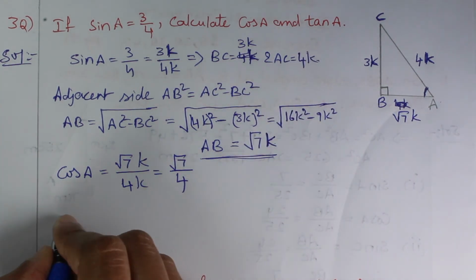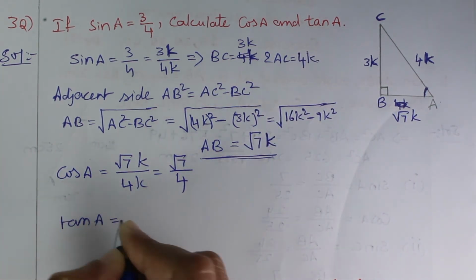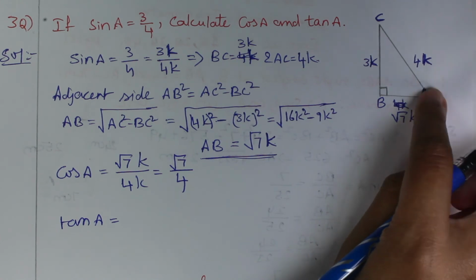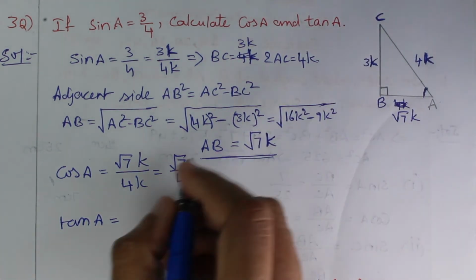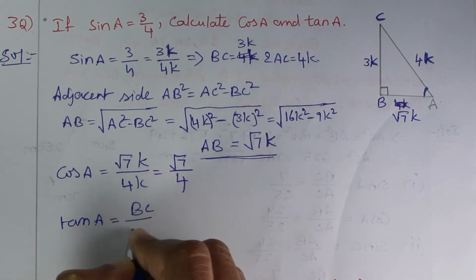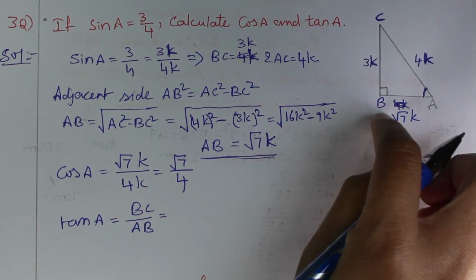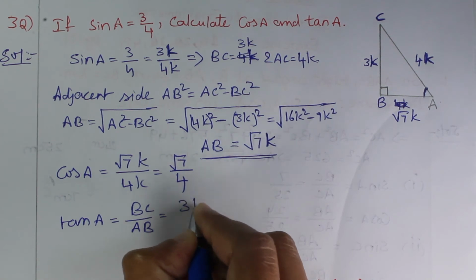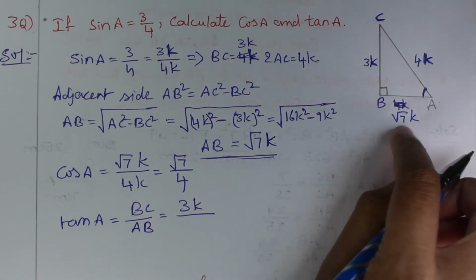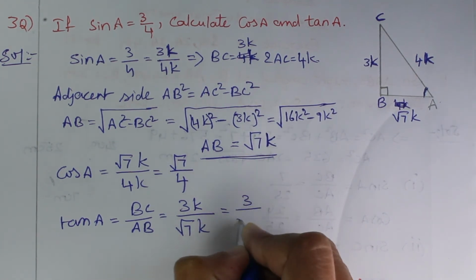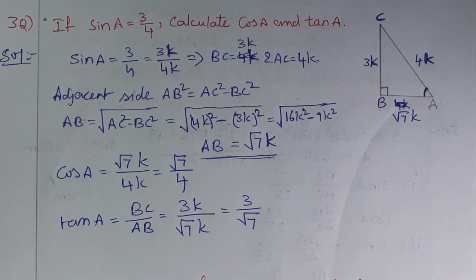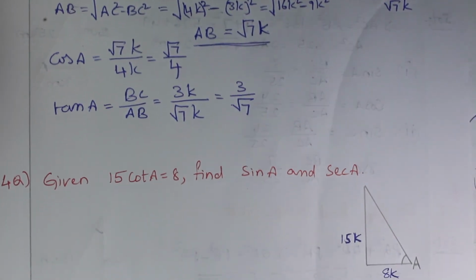Now what is tan A? Tan A is equal to opposite side by adjacent side. That is BC by AB. What is BC? 3K divided by AB, which is square root of 7K. That is equal to 3 by root 7. That is the value of tan A. Hope this is clear for you. Now let's move to the fourth question.